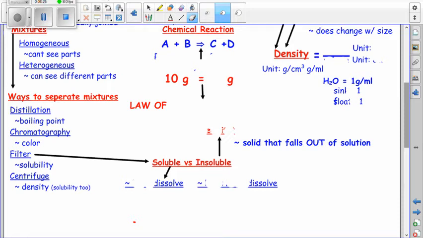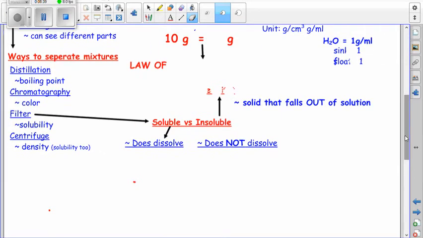All right, so then we get to this idea of soluble. So soluble means it can dissolve or it does dissolve. Insoluble means it does not dissolve. Okay? Insoluble means it does not dissolve. So let's not forget that.